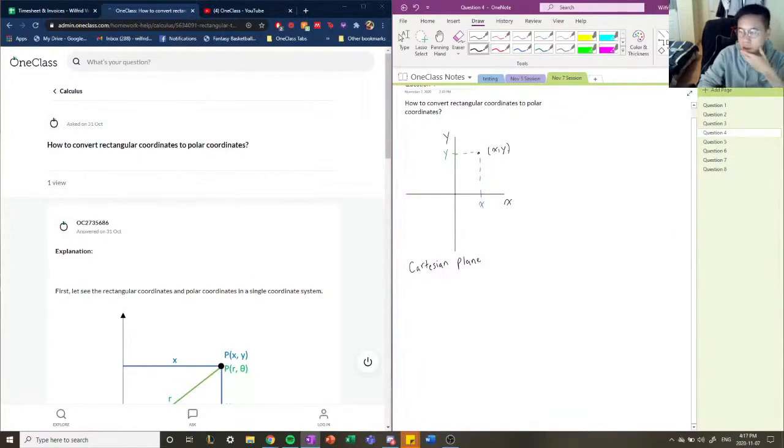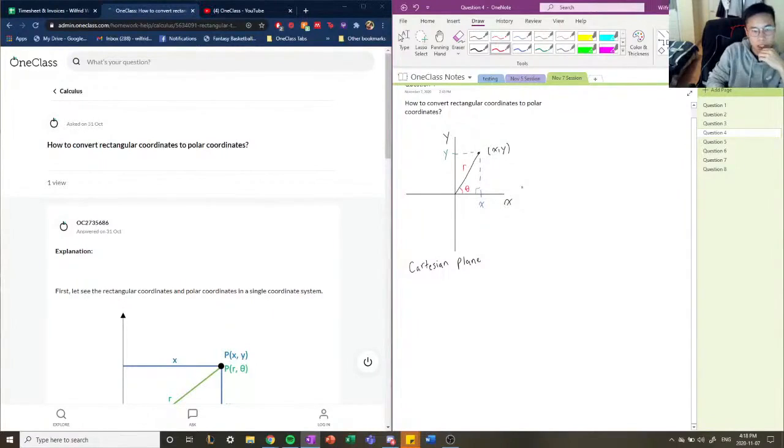But alternatively, we can think of this rectangular coordinate as a line from the origin to this point. Let me try again. All right, so we can alternatively think of this rectangular coordinate as a line from that point to the origin, right? And what we have here is actually a right angle triangle, okay? And we have a few pertinent pieces of information here. First of all, we have an angle theta. And second of all, we have a hypotenuse with magnitude r, okay?